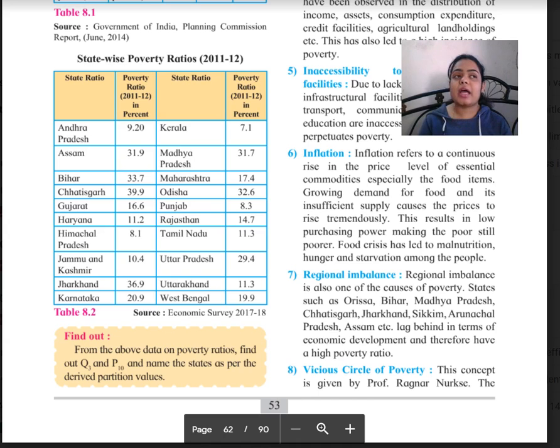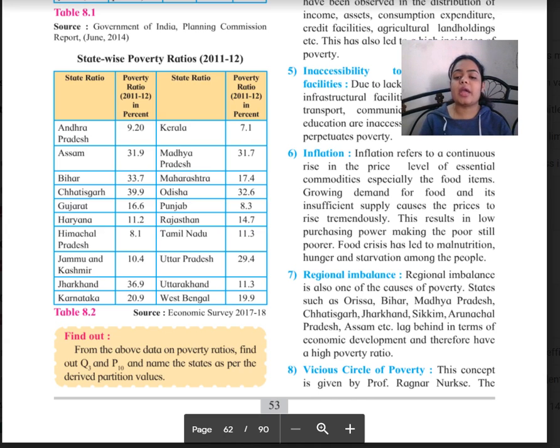So this affects them, and they do not get proper nutritious food, and so this also leads to poverty. So inflation is also a major reason for this. Then next we have regional imbalance. Regional imbalance is also one of the causes of poverty.